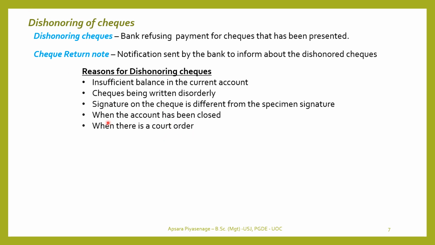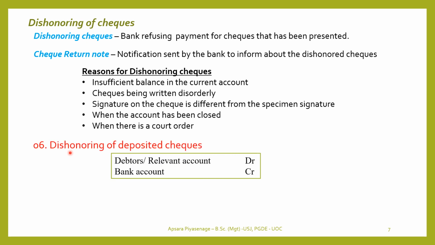Accordingly, checks deposited as well as checks issued may be dishonored. So let's see the double entry for the checks deposited, when deposited checks are dishonored. When we are depositing checks, the bank balance will increase. Therefore, we debit the bank balance or the bank account.